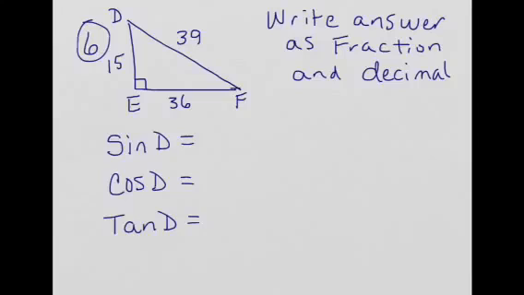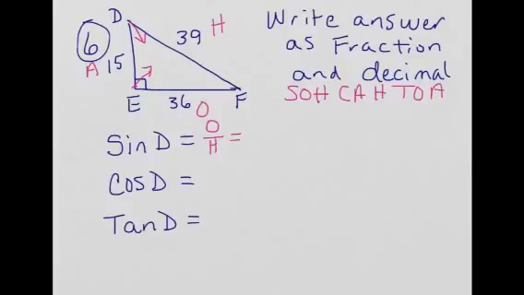Okay, the first thing we're going to do is label our parts. So we're going to draw and we're going to find our hypotenuse. And then we're working with angle D, so we're going to draw our arrow out of D. That's going to be our opposite, and this is going to be our adjacent. So the sine of D is going to be opposite over hypotenuse. We're going to use SOH CAH TOA. So opposite is going to be 36 over hypotenuse, which is going to be 39, which is going to simplify to 12 over 13.